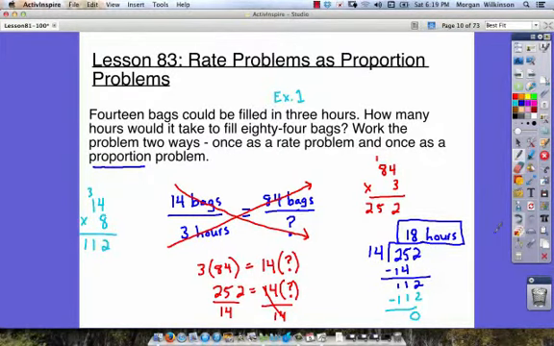It's nice when you have a question like this, where you can work it in different ways, because you can eventually pick which way is better for you, and you'll get the same answer regardless. And the important part is that we're working through the problem accurately.